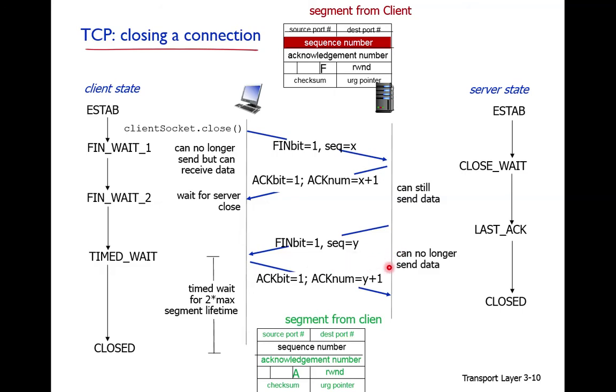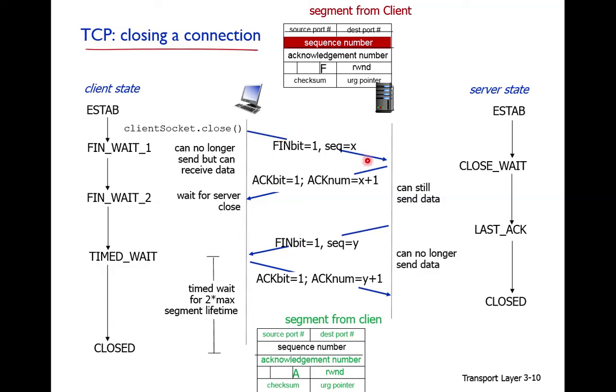If this acknowledgement is not received, then the server will again send the FIN packet. That's why it is waiting for 2 multiplied by the maximum lifetime. If within this time this packet is not received again, then it will assume that the acknowledgement has been received by the server. So it will close the connection, and similarly when the server receives this message, the server closes the connection.